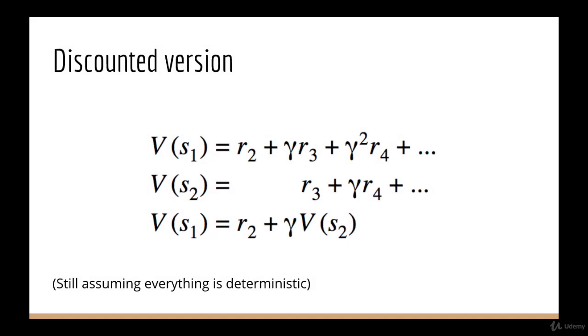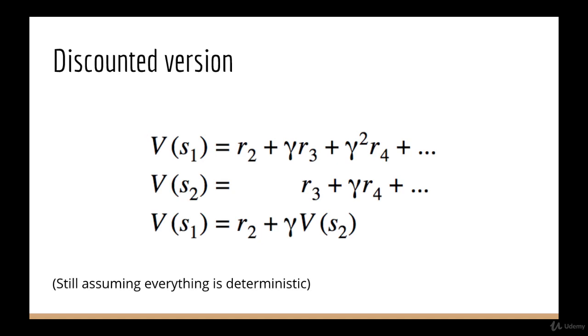Of course, if you wanted to discount future rewards, we can do that too without any significant changes. So we say V of S1 is R2 plus gamma times R3 plus gamma squared times R4 and so on. So recall that gamma just lets us discount the future if we assume that the present matters more because the future may be unpredictable.